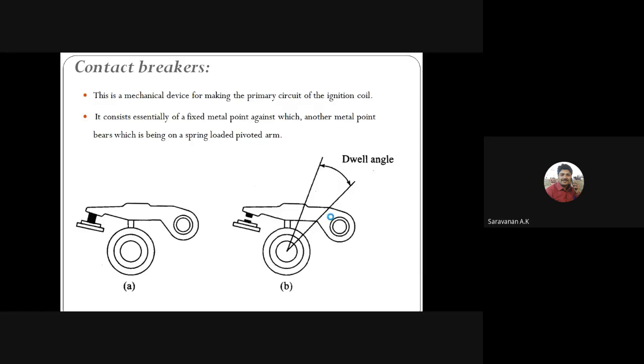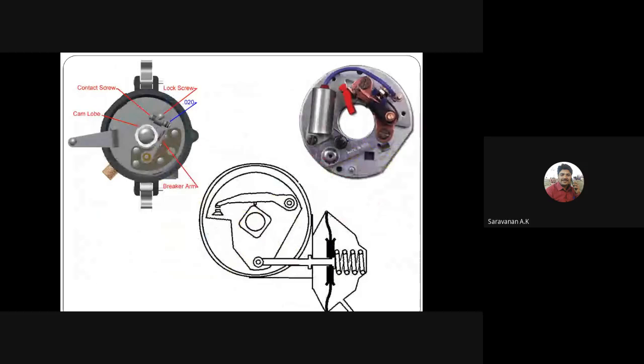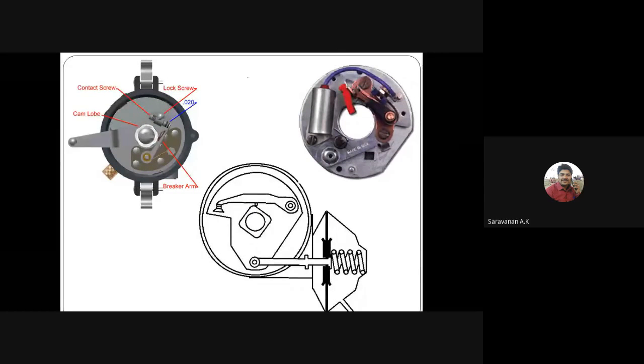Then the contact breaker, right? See, it is the contact breaker. The contact breaker will have two plates. You can see here, see the movable one, it is one plate, and here it is the other plate.